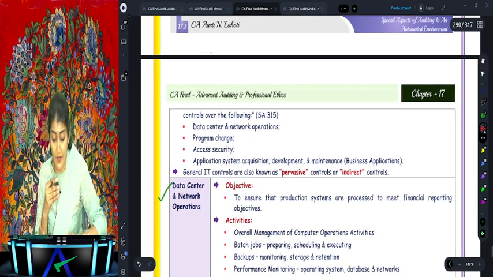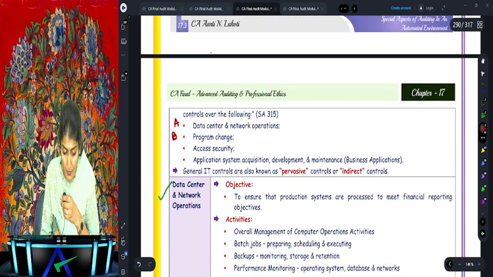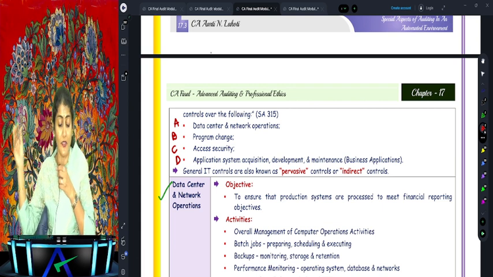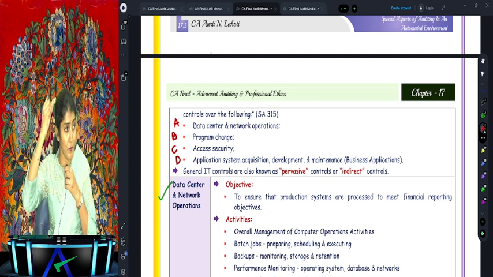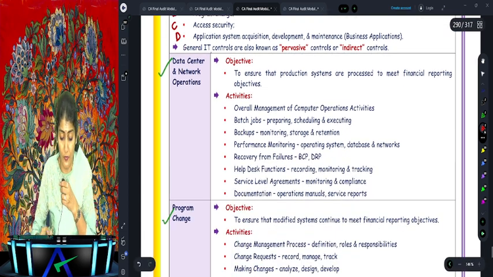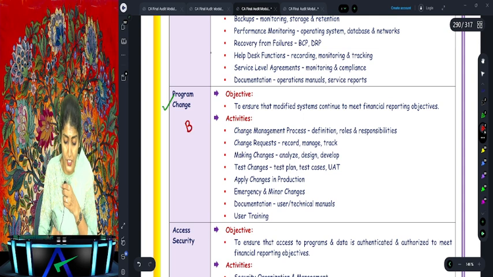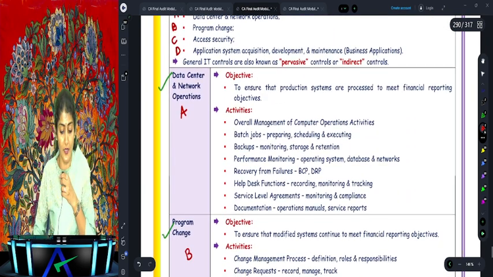And what are the controls divided under? The data center and the network operations, the program change control, the access security control, and the application system acquisition, development, and maintenance control. A, B, C, D. Out of that, a question is there for the data center and network operation, the program change control, and the access security controls. Are you understanding that?